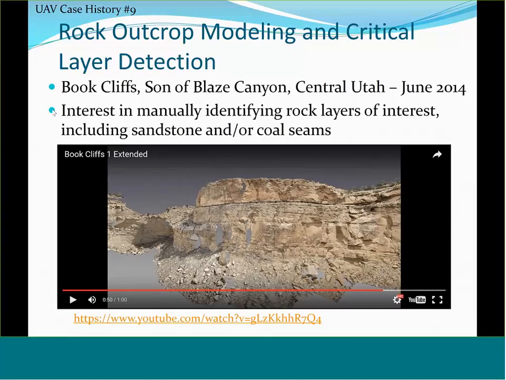And the beautiful thing, at least for those who were funding our research, was they were interested in testing the ability to detect rock layers of interest. For instance, for a post-disaster application, if we know that there are particular geologic layers that are prone to strain and to failure, we might be able to identify those from these high-resolution 3D point cloud models.